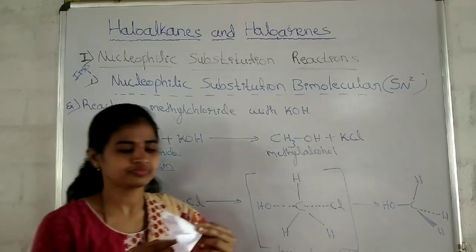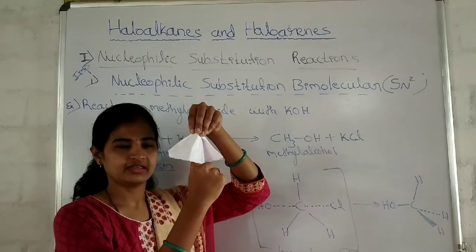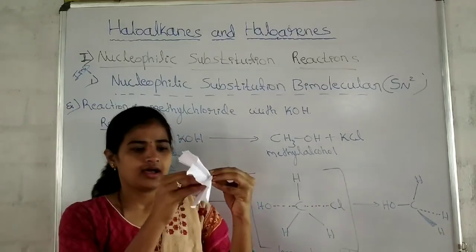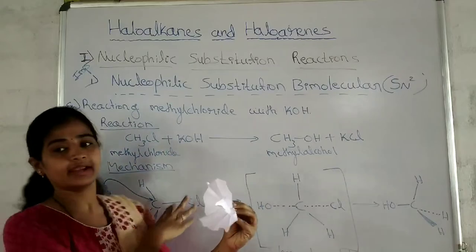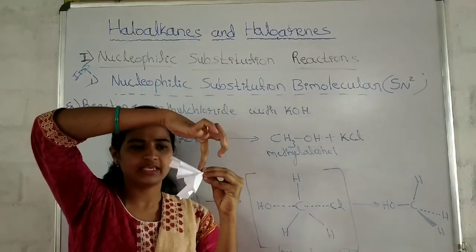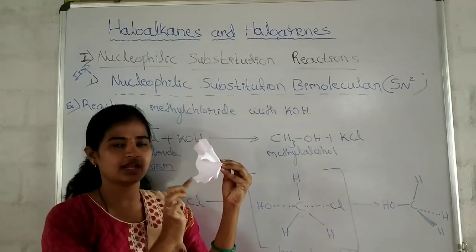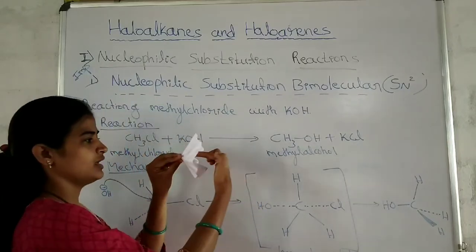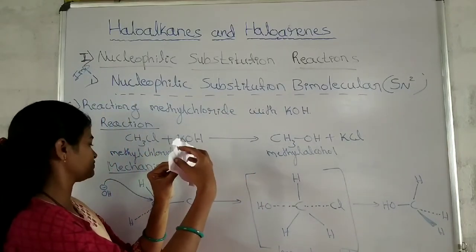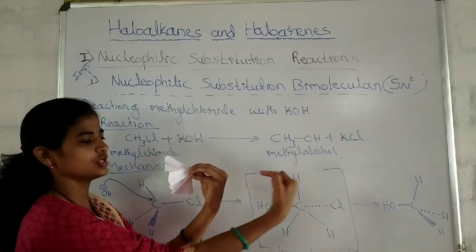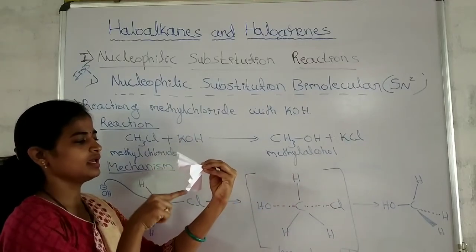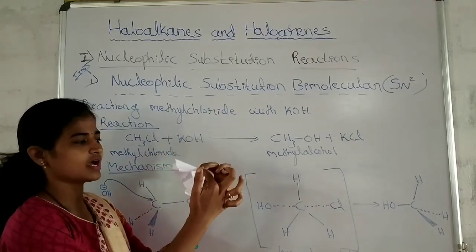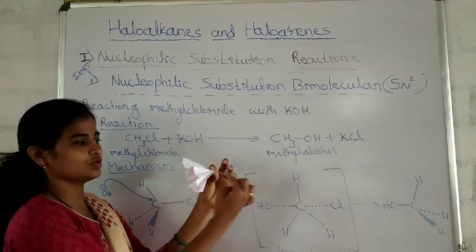See, this is the umbrella. First the alkyl halide was like this. The carbon atom is here and three hydrogen atoms are here, and this is the halogen atom. Let me show you. Here the carbon, here are the hydrogen atoms. Understood? The hydrogen atoms, the center is the carbon, and here the halogen atom is there.